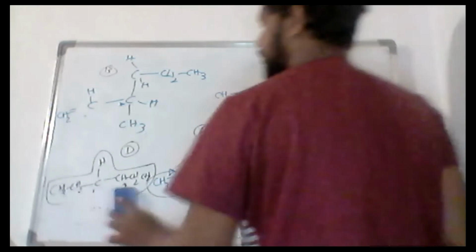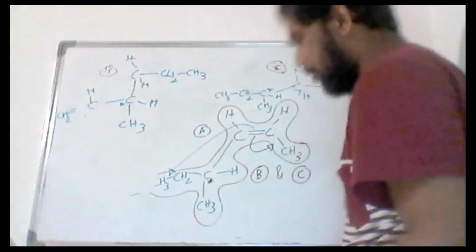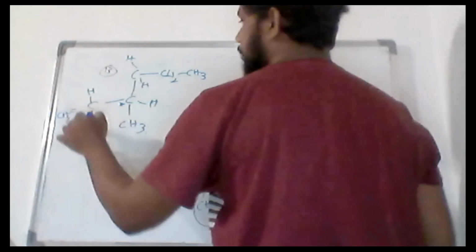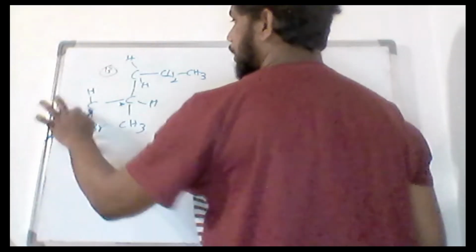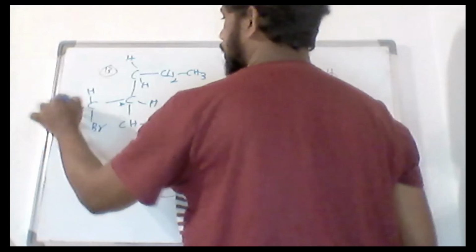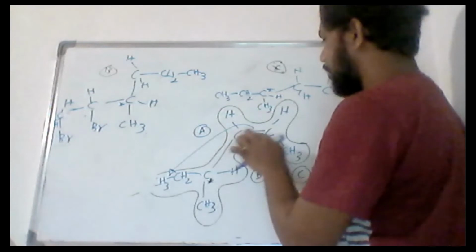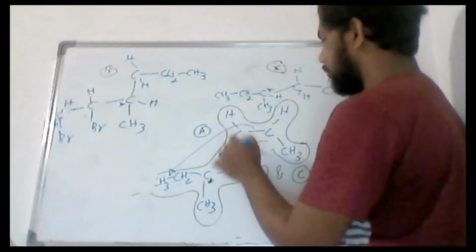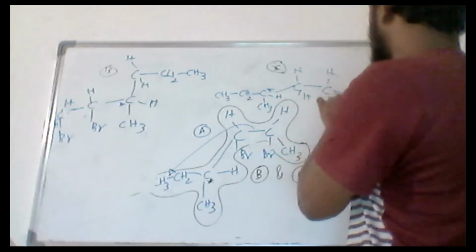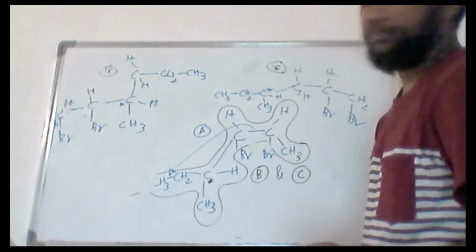So D, I will erase D because D is not needed now. So the first reaction is bromination. So I will put bromine here, and there will be hydrogen here and hydrogen here. That is one. And here I will again erase this double bond, and there will be bromine here and bromine here. And here there will be bromine here and bromine here. There is no double bond. So this is the first reaction.